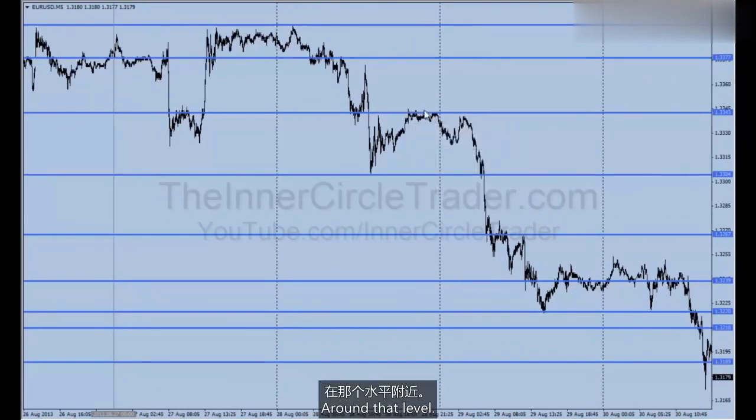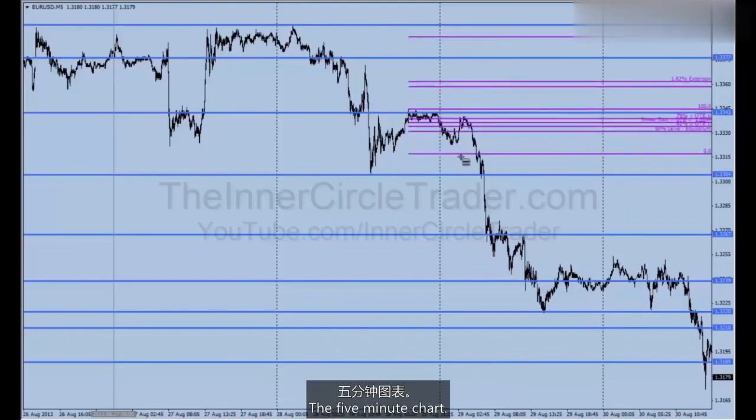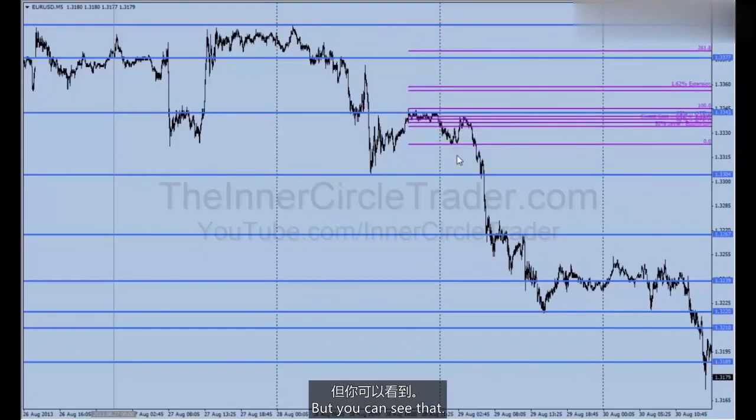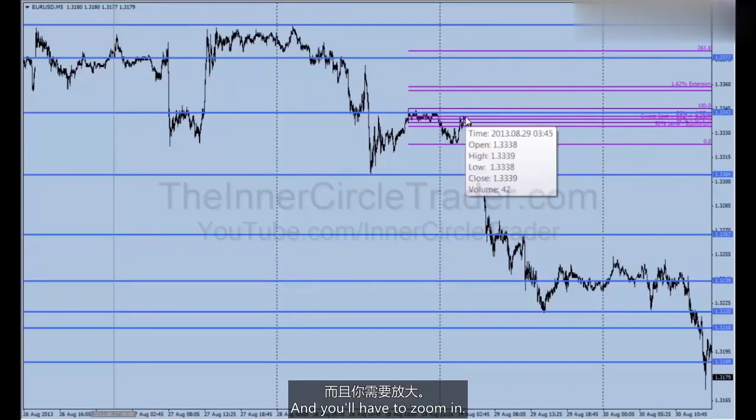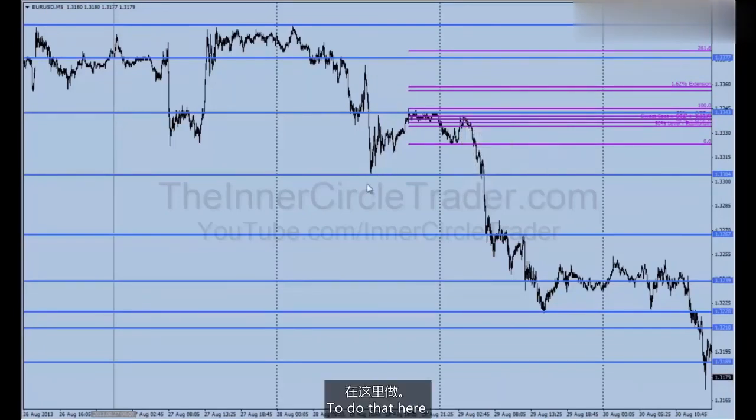Use the highest high around that level. So here's a high. And again, we're really splitting hairs with this in terms of the 5-minute chart, but you can see that it does give some quality setups. And if you look at this, this is your optimal trade entry, and you'll have to zoom in on your own chart because I'm not going to do that here.